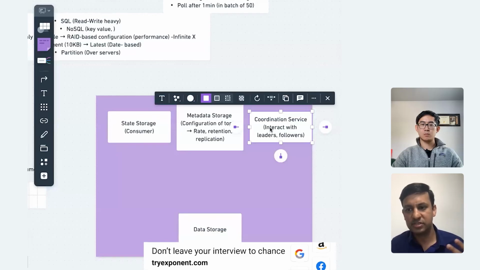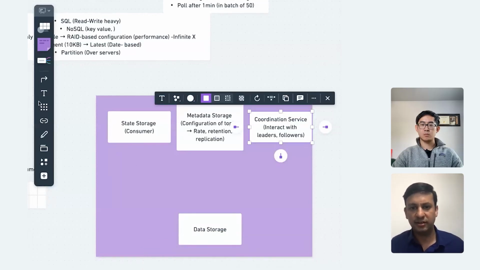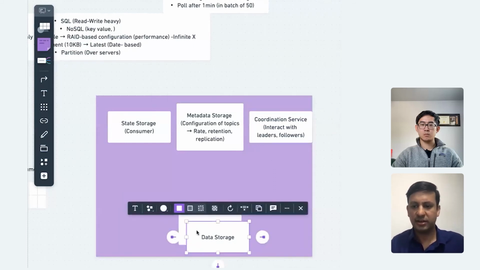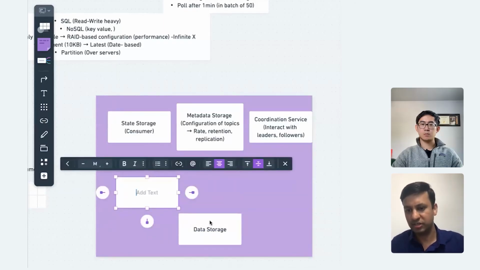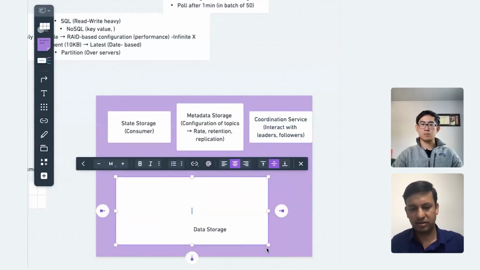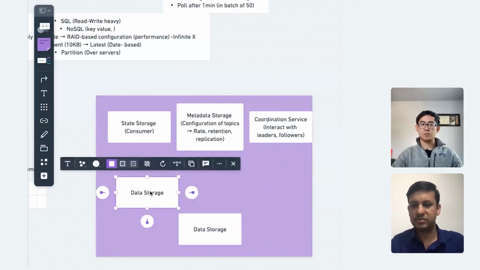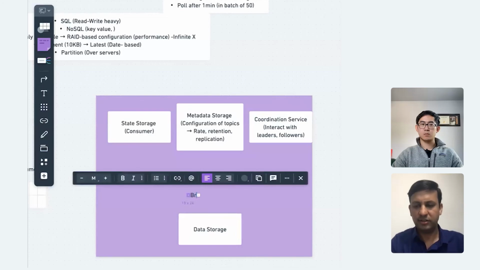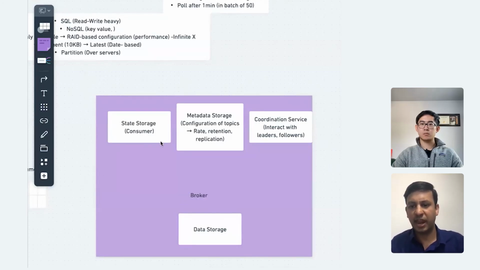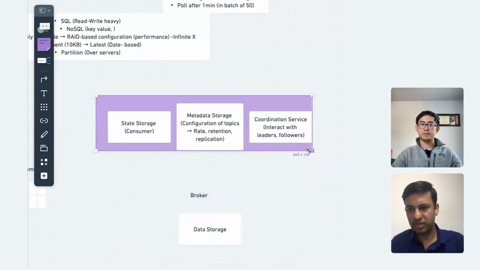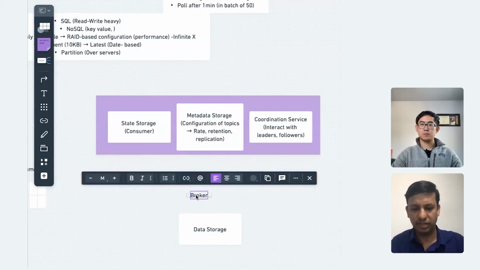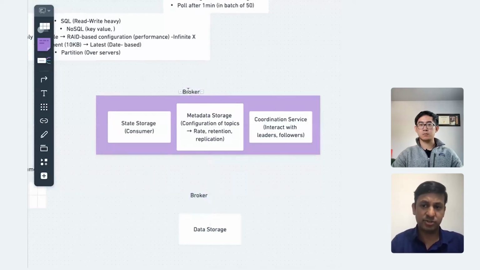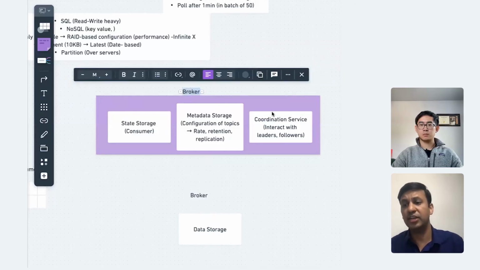So this coordination service will be talking to the leaders and followers through heartbeats. This is what we call a broker in general. I would add here some kind of broker. And these three things can be handled through Zookeeper. Zookeeper is a pretty good tech that we can use to store state, store metadata, and even interact with our servers, which are leaders and followers.